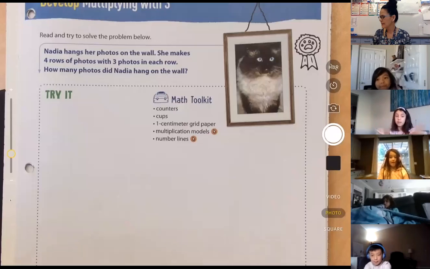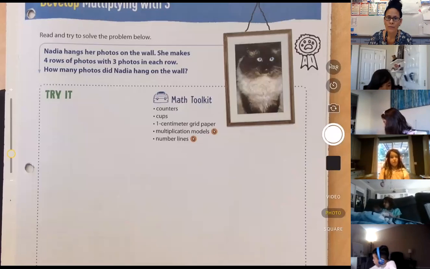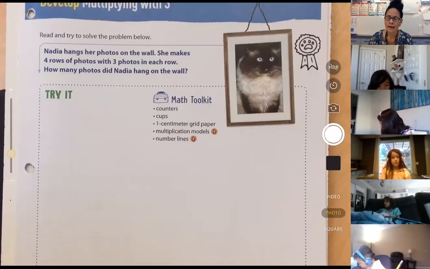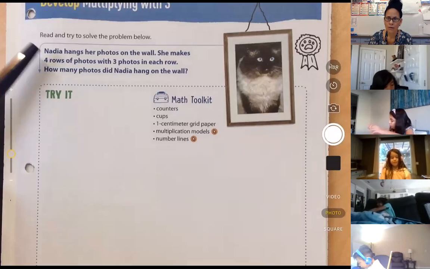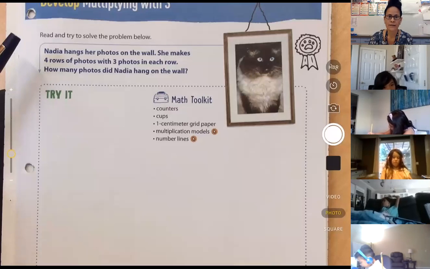So let's take a look up at the top where it's all in bold print. We're going to be talking about this problem. So it says that Nadia hangs her photos on the wall. She makes 4 rows of photos with 3 photos in each row. How many photos did Nadia hang on the wall? Now there is a lot of information here, friends.